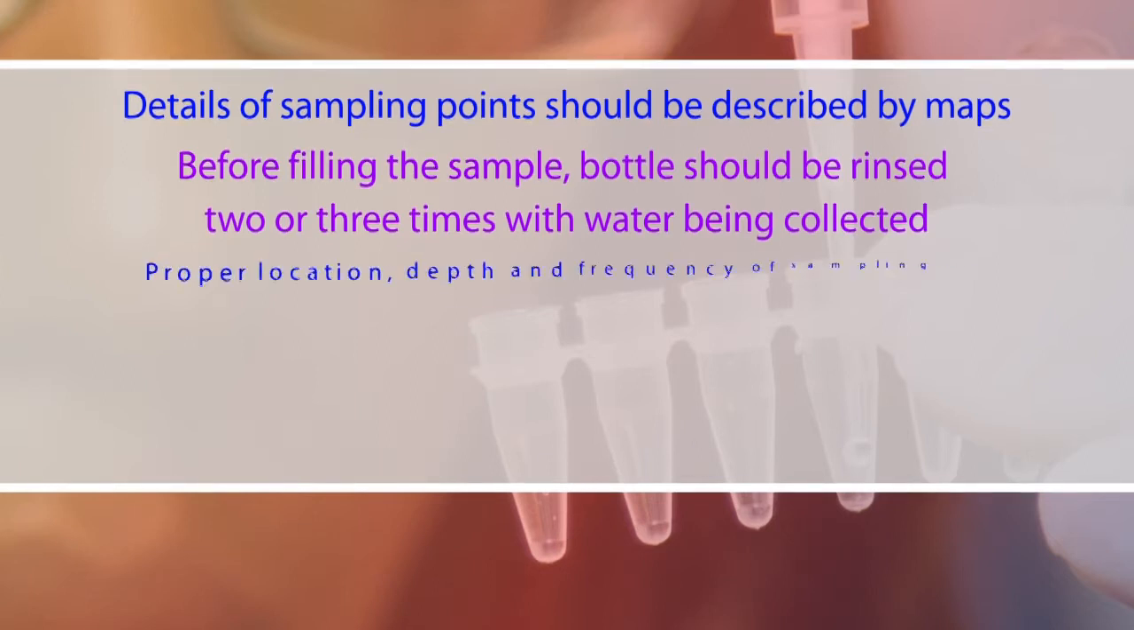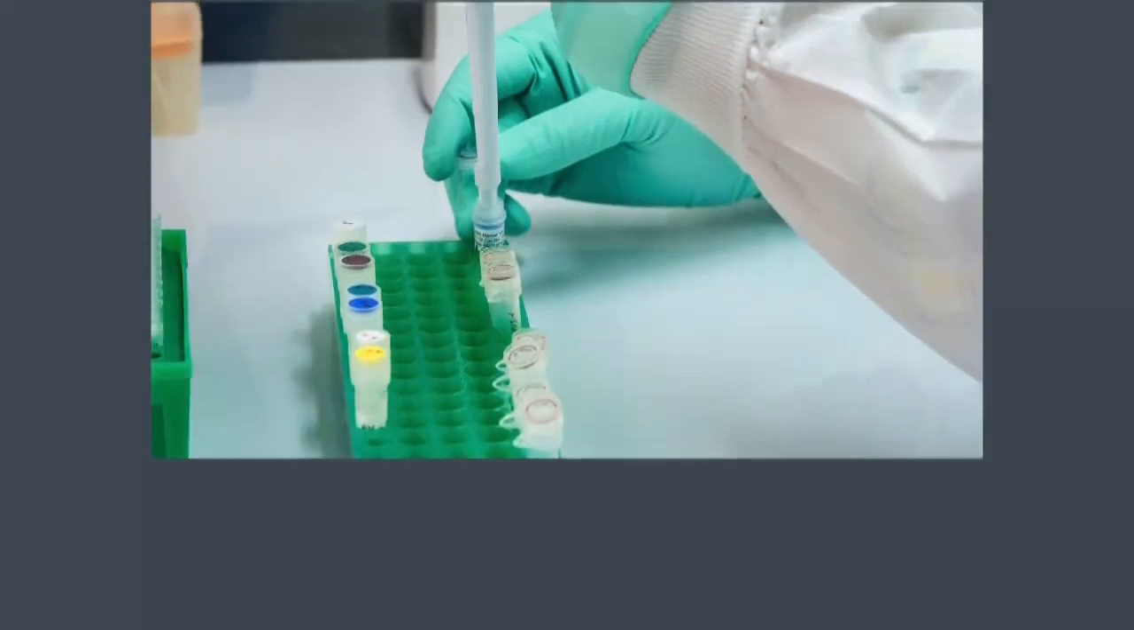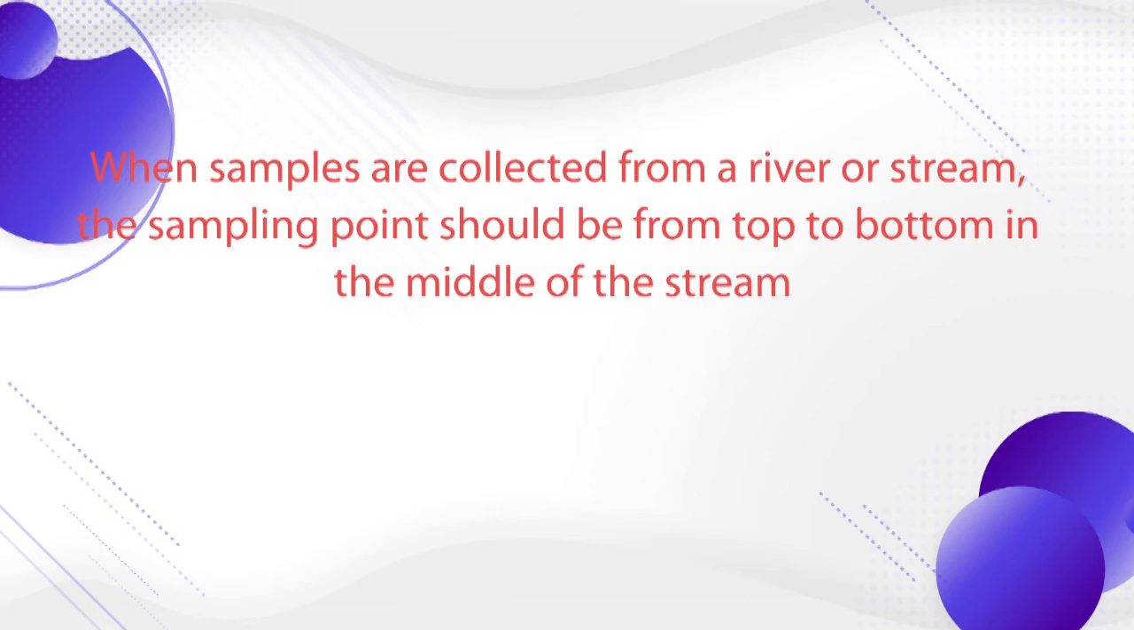Proper location, depth and frequency of sampling are important while collecting the sample from lakes and reservoirs, because quality of water changes considerably due to seasonal stratification, rainfall, runoff and wind. Method of sampling. When samples are collected from a river or stream, the sampling point should be from top to bottom in the middle of the stream.